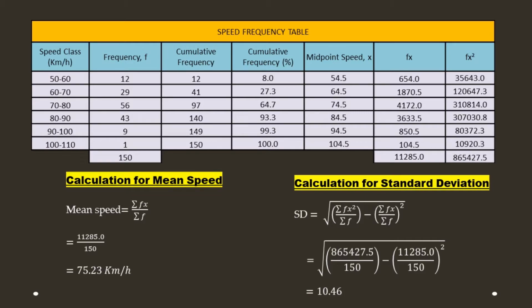We also need to observe how many vehicles are there in that particular speed range, and it is called frequency. Then we calculate the cumulative frequency, the percentage cumulative frequency, the fx, which is frequency times the midpoint speed, and fx square. We need these values of fx and fx square to get the mean speed and also the standard deviation of speed. Mean speed is the average speed of all observed vehicles, and standard deviation of speed is a measure of the spread of the individual speeds.